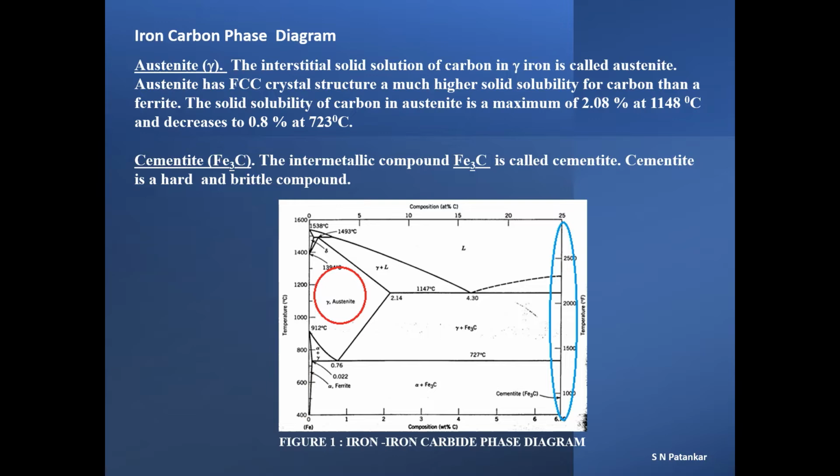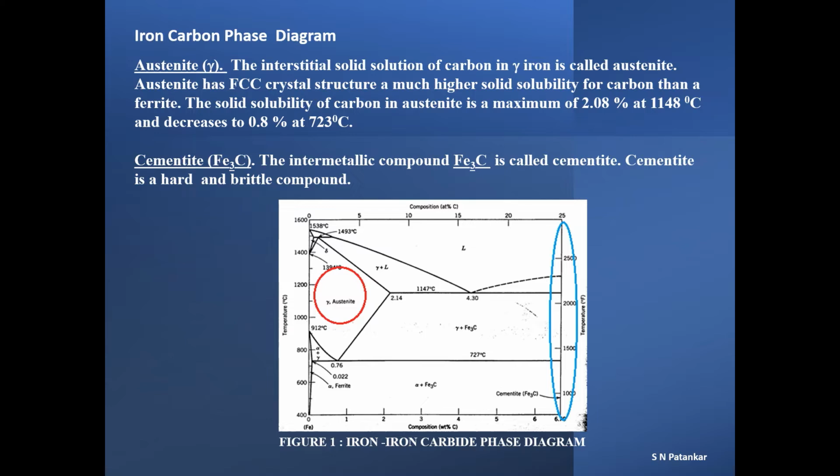Another very prominent phase in the iron-iron carbide phase diagram is the austenite phase, also referred to as the gamma phase. The area in this phase diagram, circled in red, is the single-phase austenite or the gamma region. Austenite is an interstitial solid solution of carbon in gamma iron with FCC structure. Austenite has much higher carbon solid solubility than alpha ferrite. The solid solubility of carbon in austenite is 2.08 weight percent at 1148 degrees C, which decreases to 0.8 weight percent at 723 degrees C.